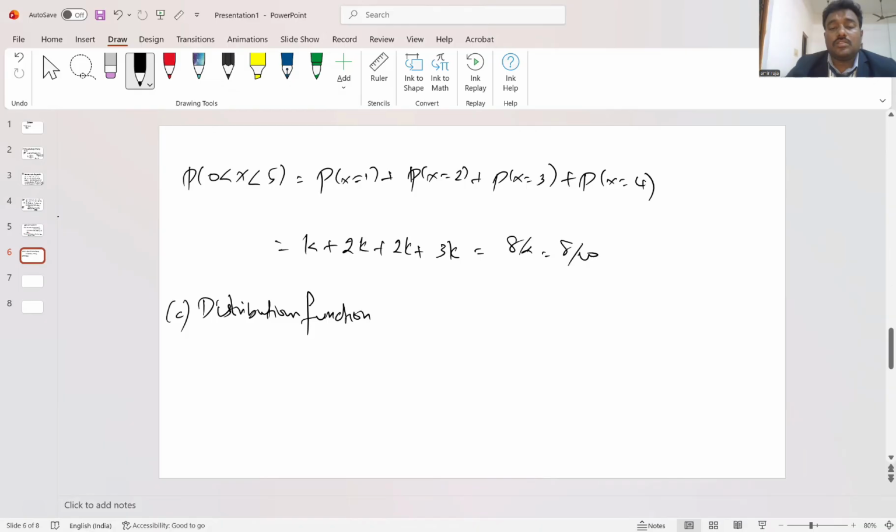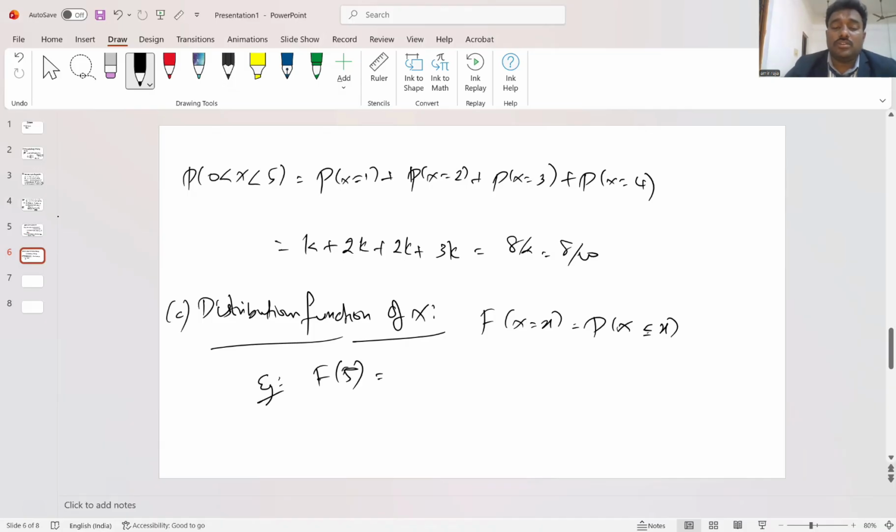So the distribution function of x can be calculated as follows. Here we have several values of x, and the distribution of x is slightly different from the probability value, right? The formula for it is F of x equal to P of X less than or equal to x. For example, if you want to find F of 5, the probability distribution function of 5, then I have to go for X less than or equal to 5.